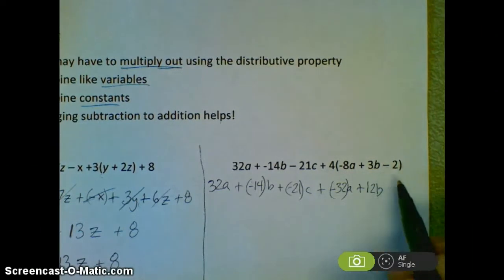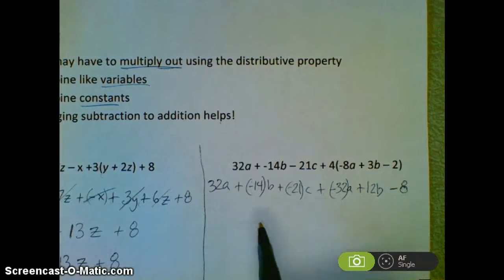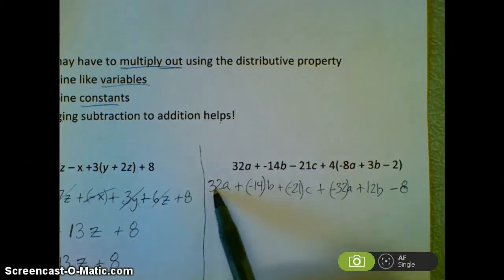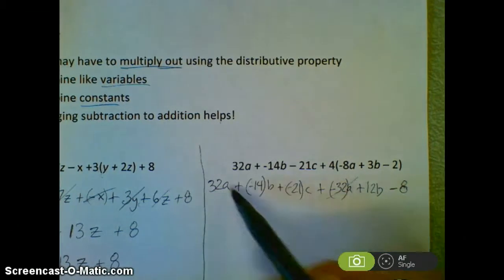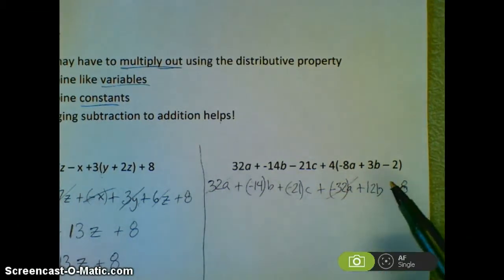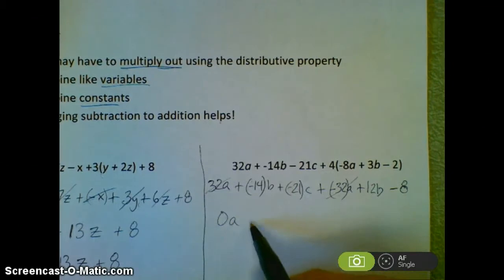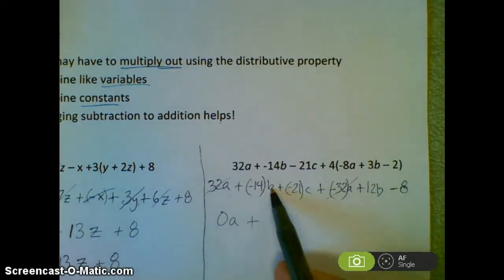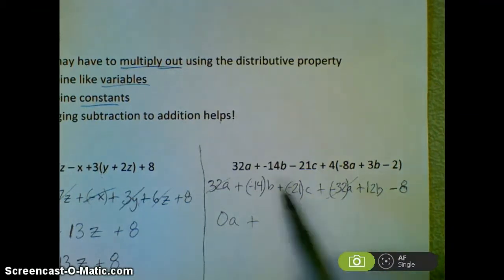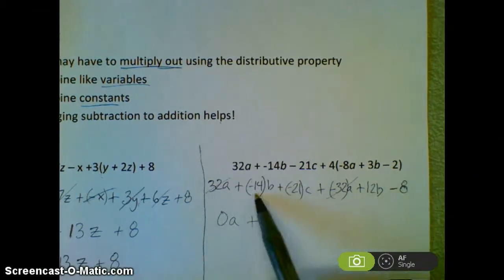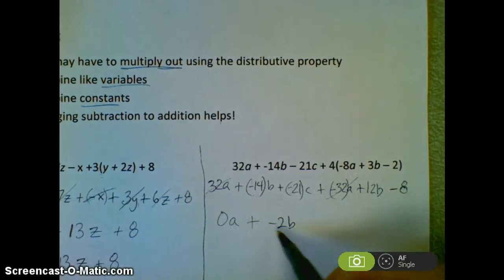And now my operation is subtraction. 4 times 2 would be 8, but since it's minus, minus 8. I'm going to combine my like terms. So I've got 32a plus a negative 32a. That means these cancel out. 32 plus negative 32 is 0. So it's like I have 0a. And I've got negative 14b plus 12b. So negative 14 plus 12, that's more negatives than positives, means I have negative 2b.